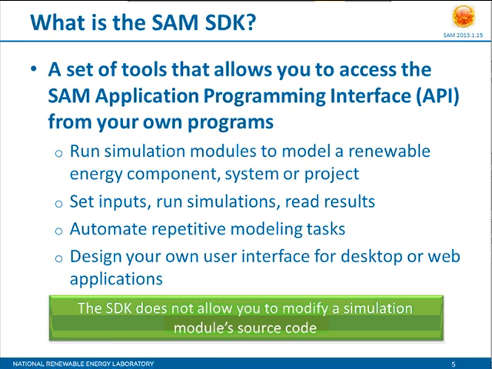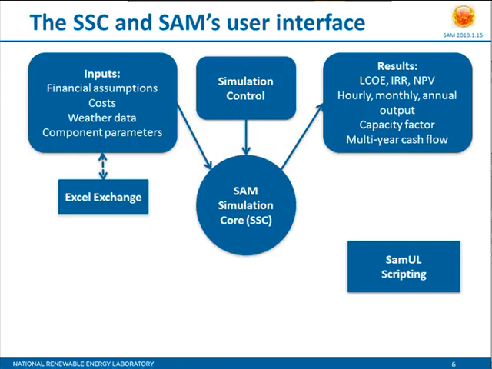One important point is that the SDK doesn't give you access to the code in the modules. So you can't modify how SAM simulates the components of the system. That remains a black box. So the API gives you access to the inputs and the results and lets you run the modules, but you can't modify the code within them. So this is the role that the SSC, the simulation core, plays in SAM.